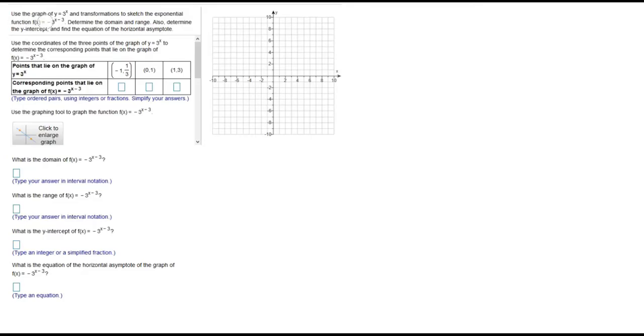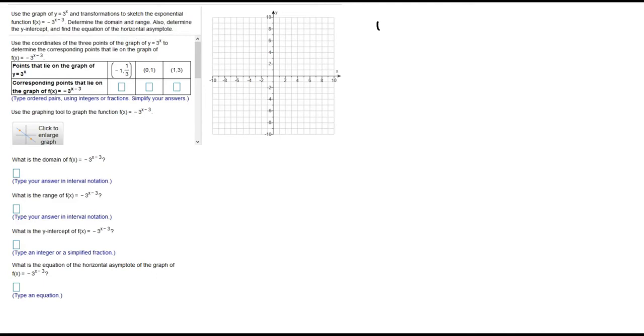This question says use the graph of y equals 3 to the x and transformations to sketch the exponential function f of x equals negative 3 to the x minus 3. Determine the domain, range, the y-intercept, and the equation of the horizontal asymptote.